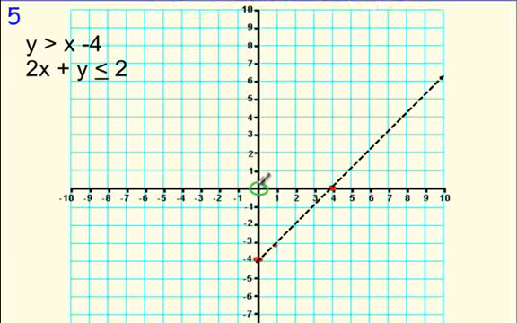So I'm going to test out 0, 0. So 0 is greater than -4, right? Because this is going to become 0. 0 is greater than a negative, yes?